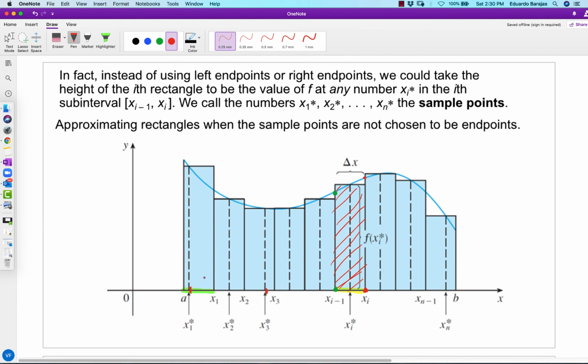As long as you make selections of the star values such that x sub 1 star is in the base of the first rectangle, x sub 2 star is in the base of the second rectangle, x sub 3 star is in the base of the third rectangle, and so forth and so on. We call these values x sub 1 star, x sub 2 star, dot, dot, dot, all the way out to x sub n star, sample points.